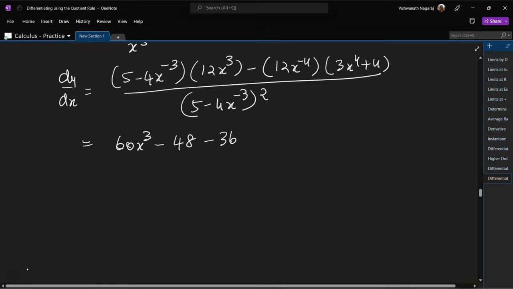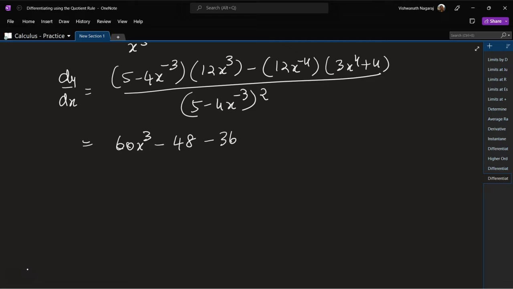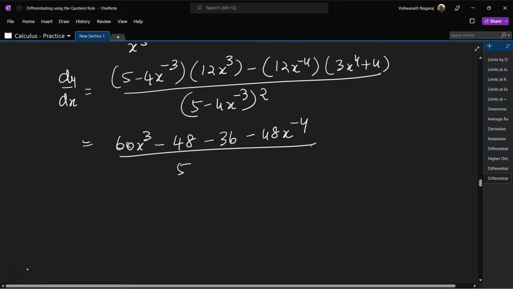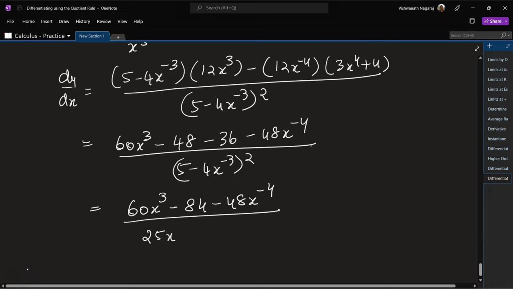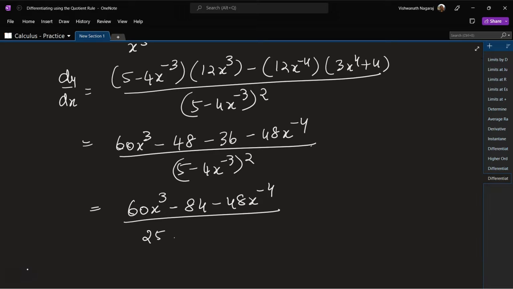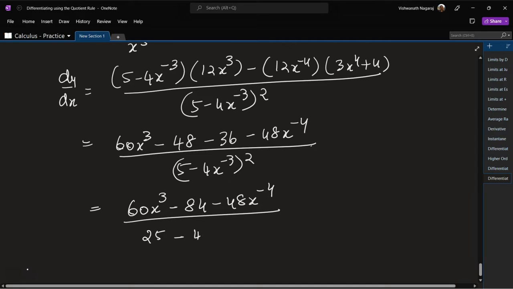minus 12 threes are 36 x to the power of minus 4 plus 4 will be 0, so x to the power of 0 is 1, then minus 48 x to the power of minus 4 divided by 5 minus 4 x to the power of minus 3 square, which gives us 60x cube minus 84 minus 48 x to the power of minus 4 divided by, let's expand it, 25, minus 5 tens are 10, 10 fours are 40, so 40 x to the power of minus 3 plus 4 fours are 16 x to the power of minus 6.